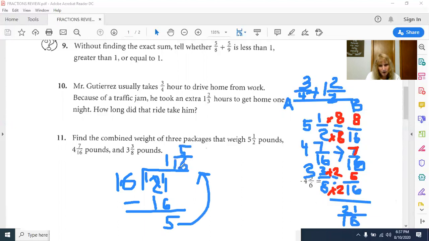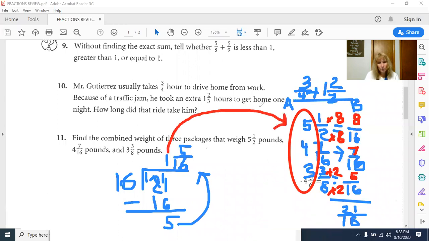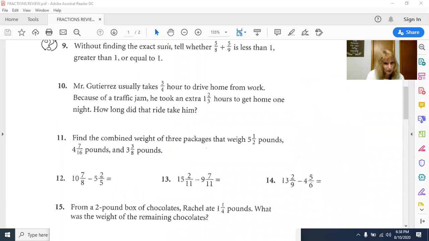But now I have to add my 3 whole numbers here. And I also have to add the 1 to the whole number column. So my answer will be the whole numbers added together and then 5/16. That's number 11. I'm going to clear now. Pause if you need to. Okay, number 12.